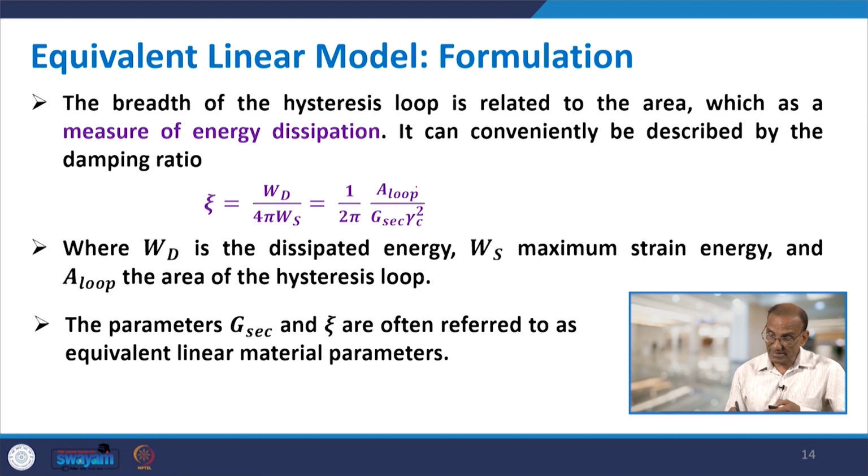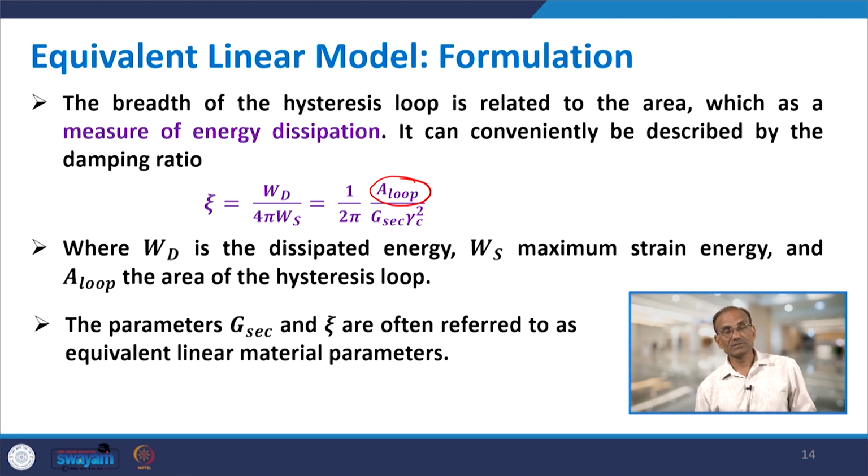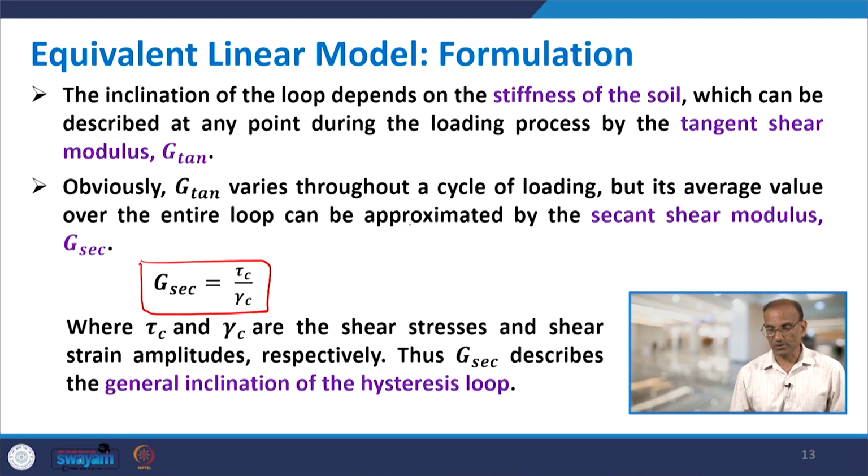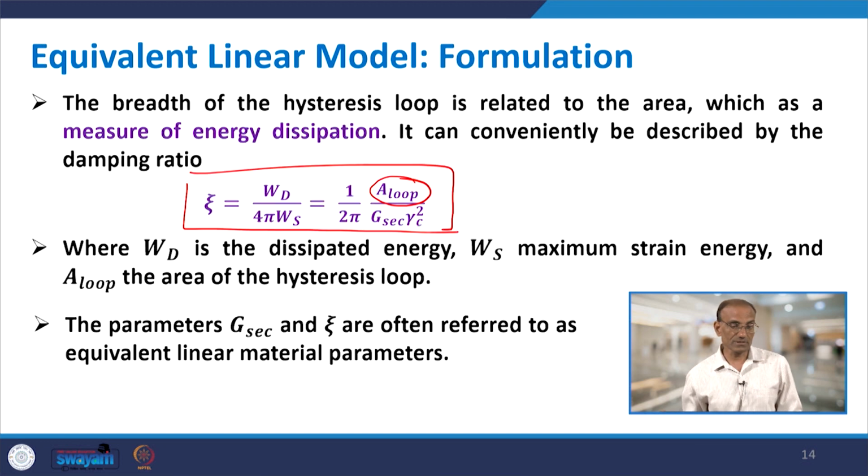If you solve, then you can find that this is 1 over 2 pi times A loop. What is A loop? A loop is nothing but the area of the loop, while G-sec is already known and gamma c is already known. So, using this second equation, you can find the damping ratio. Using these two parameters, one the damping ratio and the other the secant modulus, these are called the two parameters for the equivalent linear model. So, these are the equivalent linear parameters, often referred to as equivalent linear material parameters.